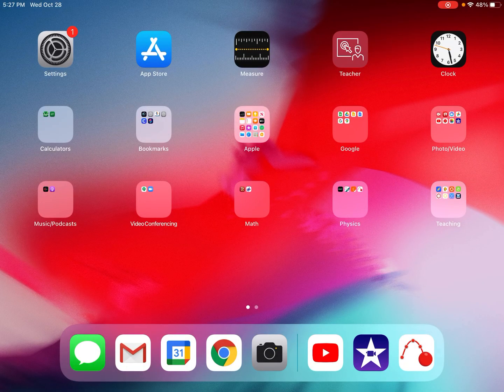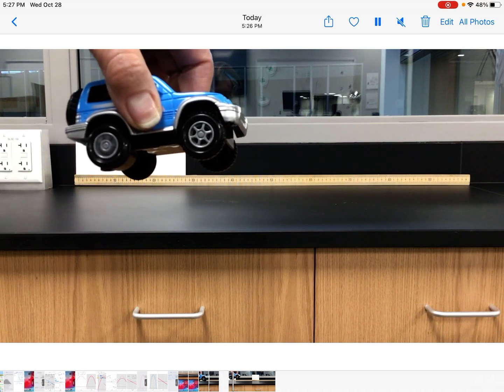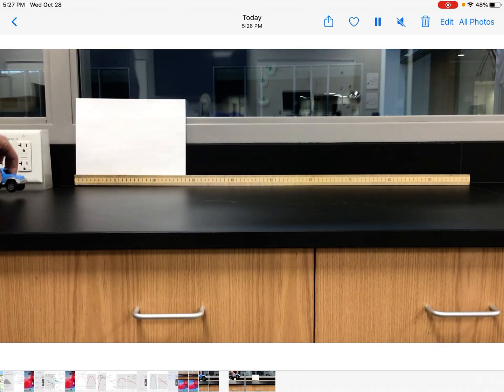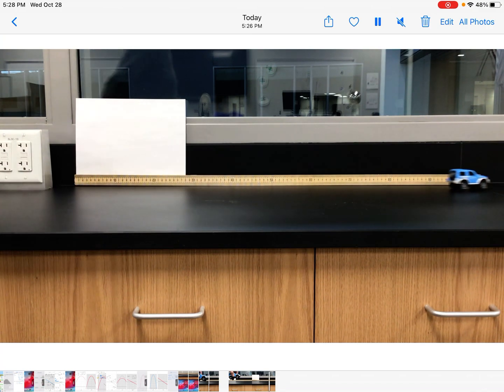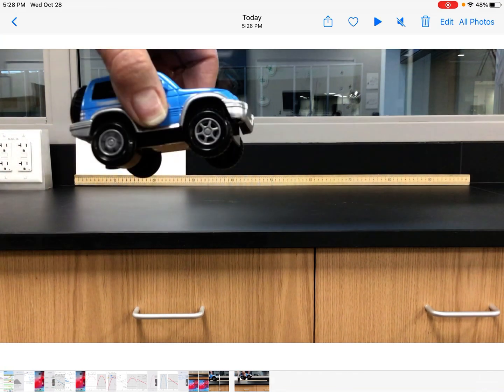In this video, we are going to analyze the motion of an object moving at constant velocity. The first thing that I did was I went to my camera roll and I made a video of an object moving at a constant velocity. I have a toy car here that moves at a constant speed. You could also use a rolling ball. You could use a running or walking person.